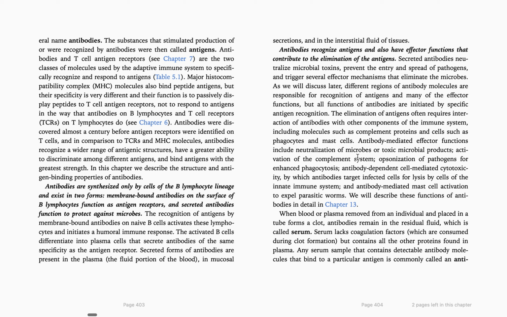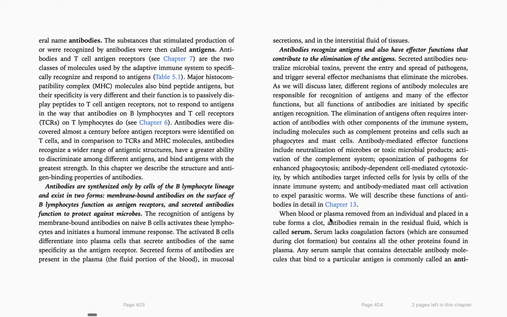Antibody-mediated effector functions include neutralization of microbes or toxic microbial products, activation of the complement system, opsonization of pathogens for enhanced phagocytosis, antibody-dependent cell-mediated cytotoxicity, by which antibody targets infected cells for lysis by cells of the innate immune system, and antibody-mediated mast cell activation to expel parasitic worms. We will describe these functions of antibodies in detail in chapter 13.